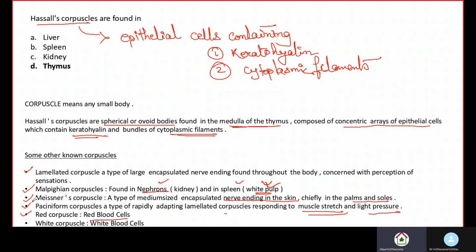So these are all important questions. It can be framed in a question. Each and every name and its location is very important for FMG.